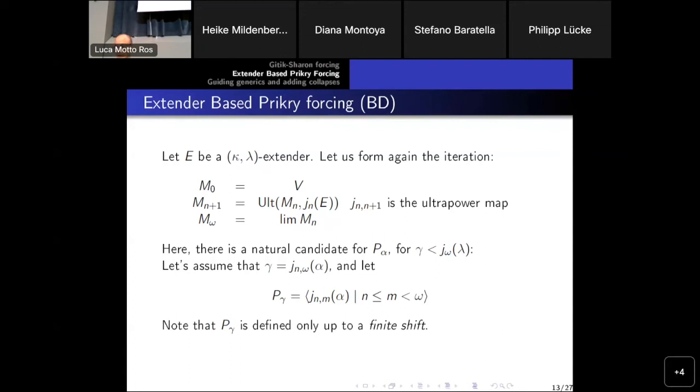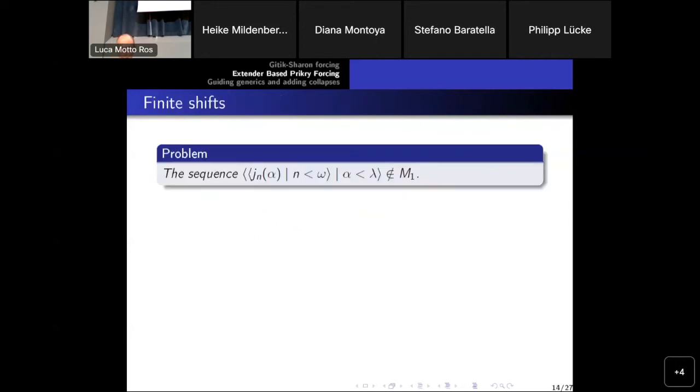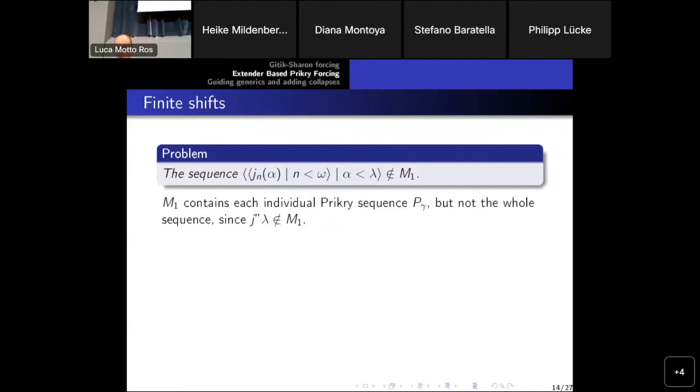Okay, especially since we want it to be definable inside of M_n, and M_n cannot really know if an ordinal originated in it or in the previous steps, because M_n does not know anything about the previous steps. So, for example, the sequence of ordinals that comes from the iteration is not a member of M1. If it was a member of M1, then we would have a supercompact embedding. So we don't quite know where to start those P gamma.